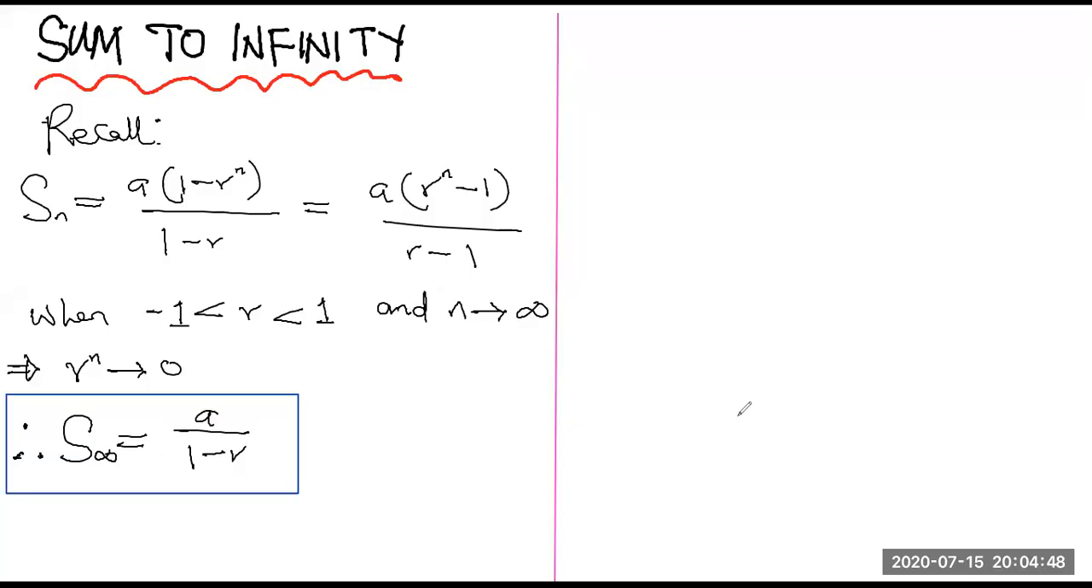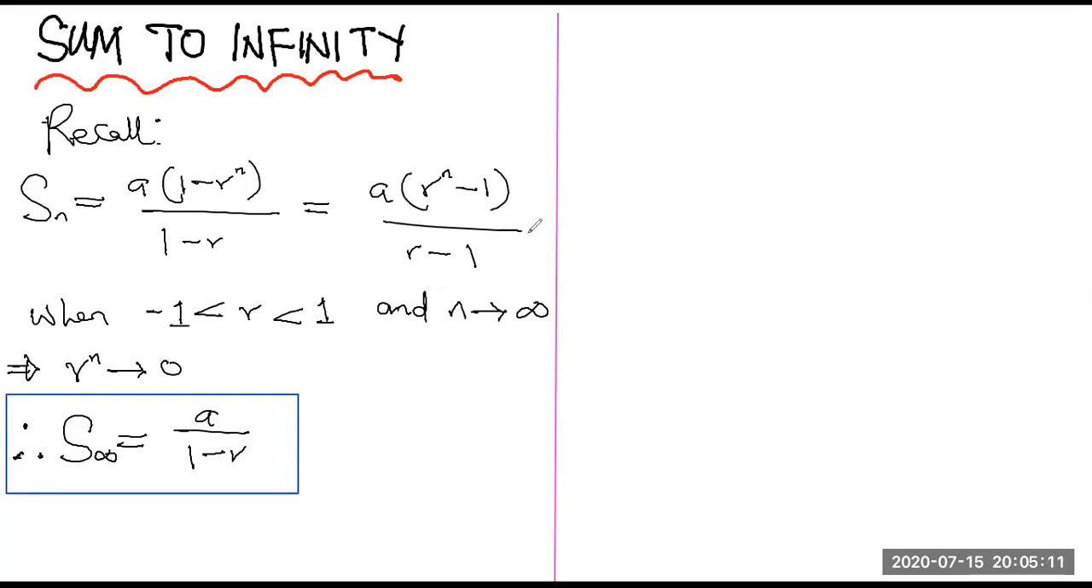All right, sum to infinity. Please recall the formula we had in the last episode, episode 5 of this series, where we generated the formula for the sum of a geometric progression. And I told you that both formulas are the same thing but existing in different forms.